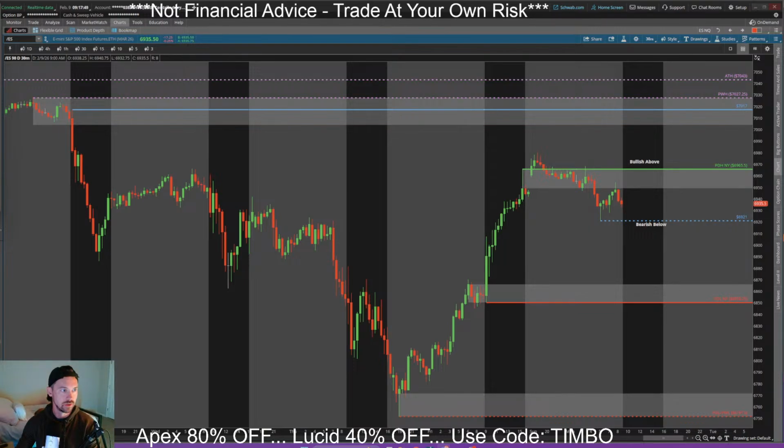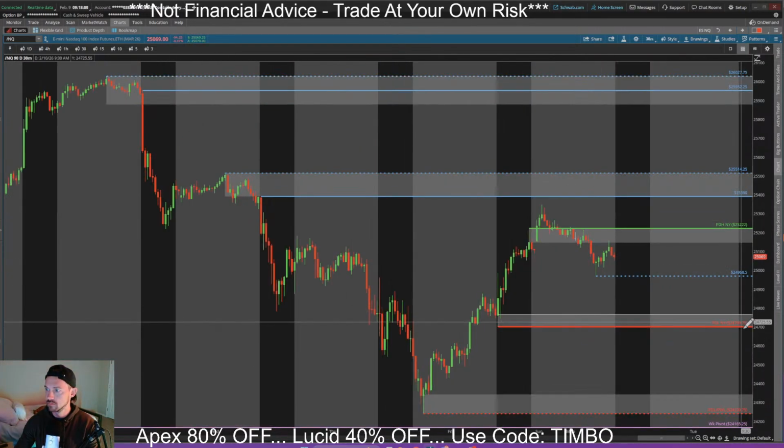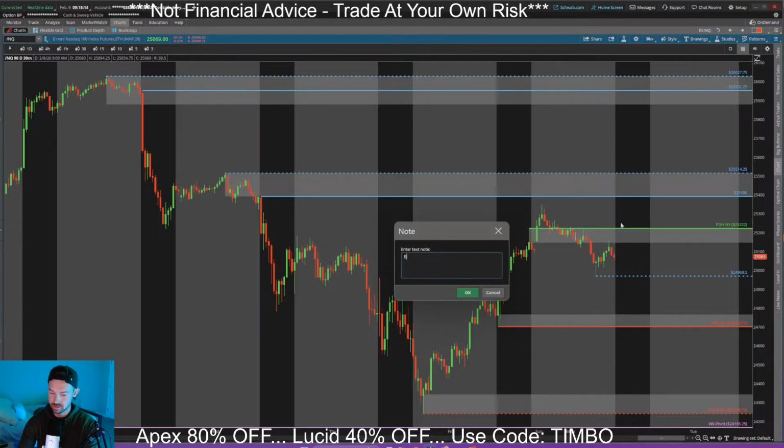Put this in the Discord here. Let's check out NQ. Kind of same thing. If we get back above previous day high, bullish above. If we get below the pre-market low, I'll be bearish if we stay underneath that.